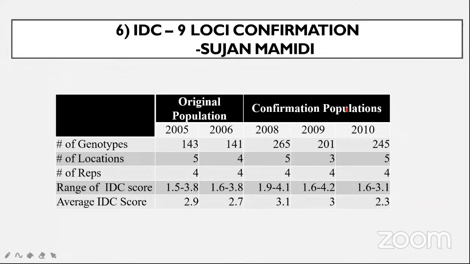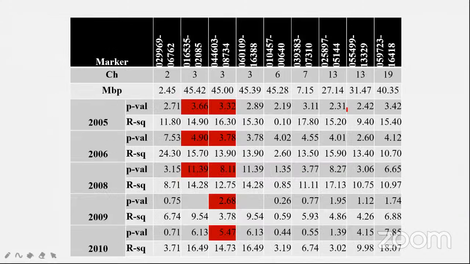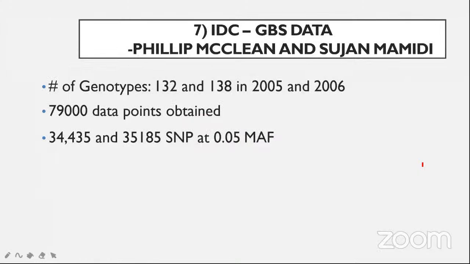And once we identified those 9 loci in 2005 and 2006 populations, we tried to confirm them in multiple other populations. And these are all advanced breeding lines. And we saw that these 2 markers can continuously be used for the advanced generations too, whereas the other markers did not have a reasonable R-square or a reasonable p-value. And then we did the same using GBS data with 79,000 data points, but after minor allele frequency filtering, we had only 35,000 that we used.